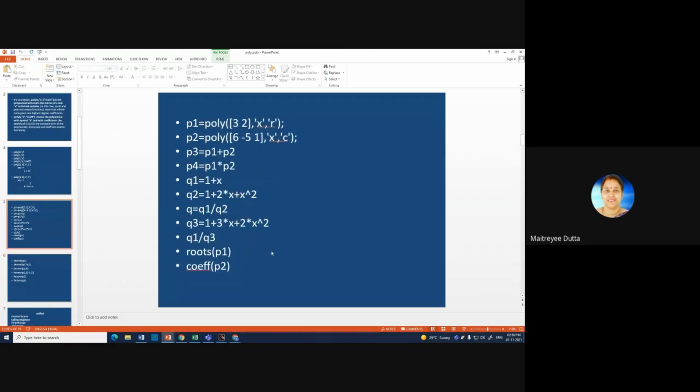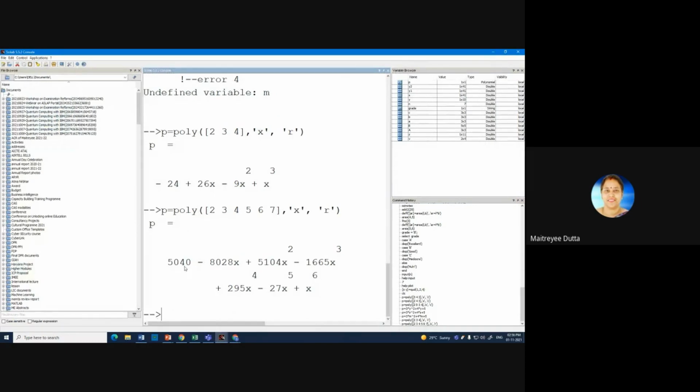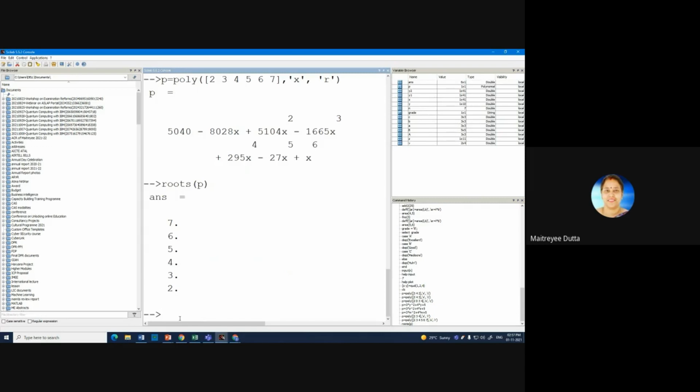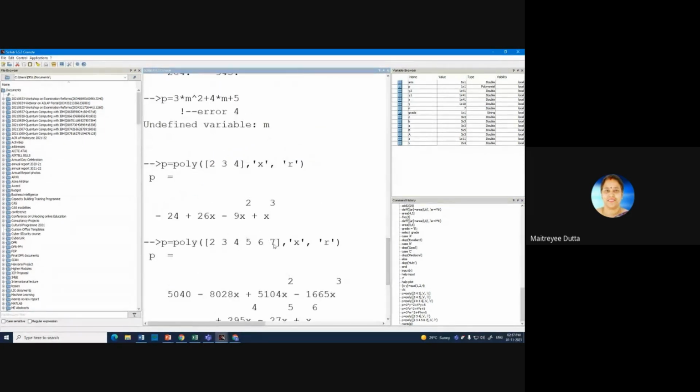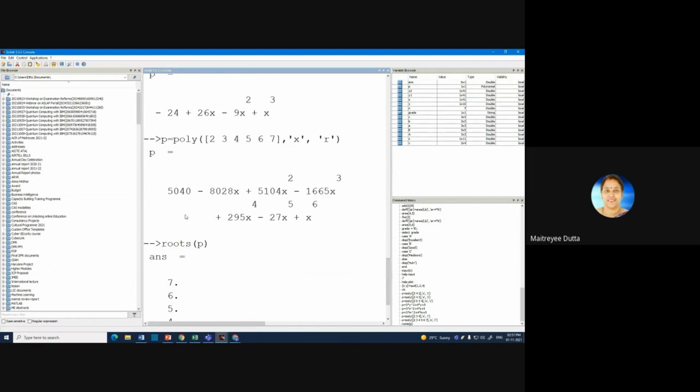Now let us see how to find out the roots. Okay, let me just check. So this is my P. I have found P is equal to this thing, right? Now we will do the reverse. That is, you have the polynomial and you have to find out the roots. Now I am saying roots of P. If I say roots of P, you just see 2, 3, 4, 5, 6, 7. These are my roots. So from the roots, you can find out the polynomial. If you have the polynomial, then you can find out the roots, right?